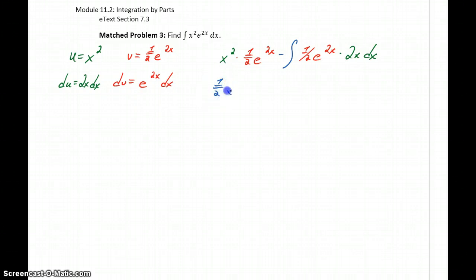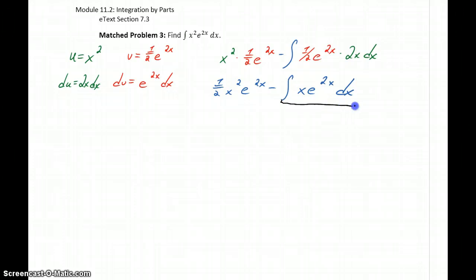So this will be 1/2 x squared e to the 2x minus, 1/2, or actually 1/2 times 2 is just going to be 1. So times the integral of x e to the 2x dx. Now at this stage we can't integrate x e to the 2x because again what we have is the product of two functions. So what we would need is a second iteration of integration by parts.